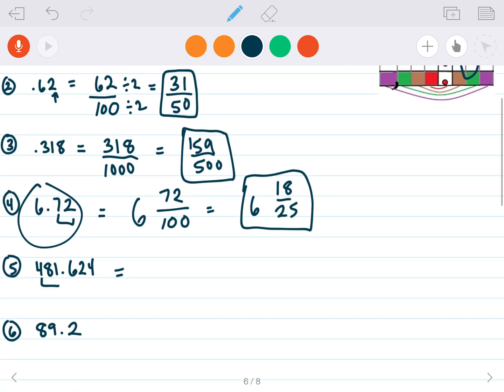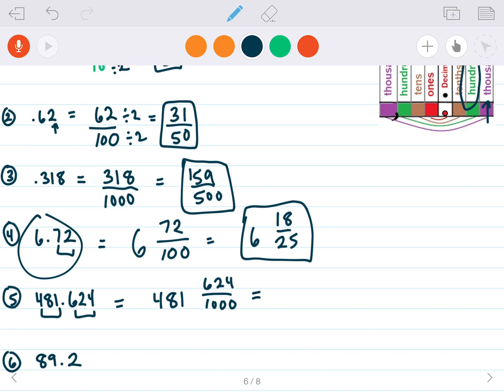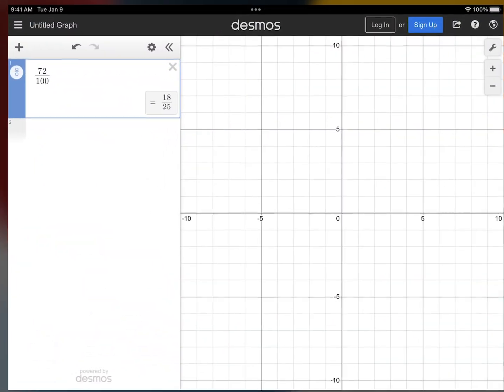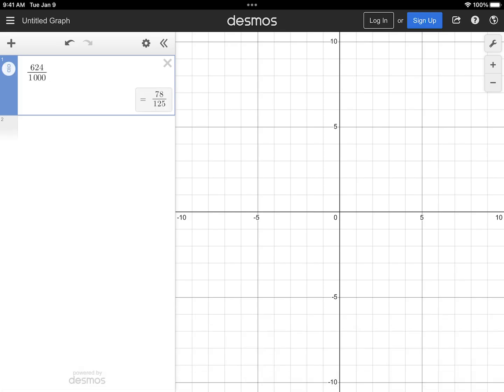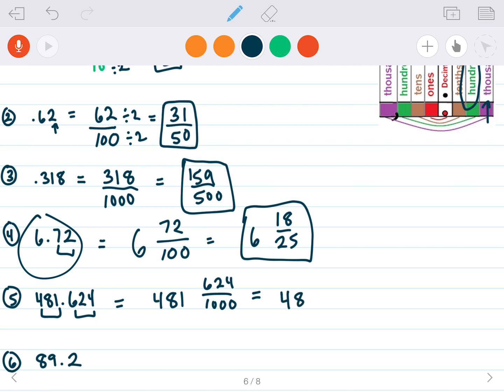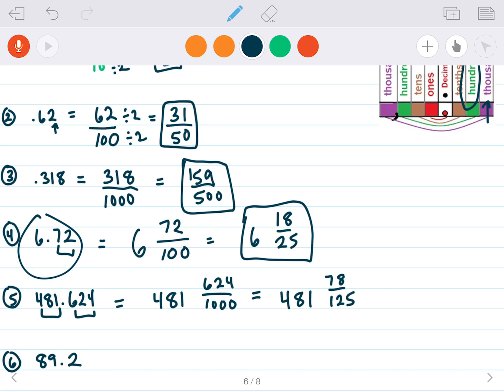So here our whole number part to the left of the decimal is 481. And to the right of the decimal is my part. So I have 624 out of 1,000 because the 4 ends in the thousandths place. All right, that's 3 units after the decimal. So now I can simplify the fraction part, 624 out of 1,000. Let's do it here. And I get 78 out of 125. So I have 481, 78 out of, what was it, 425? No, 125. And that is my answer as a mixed number. Now you can convert it to an improper fraction if you want, but I would just leave it mixed.